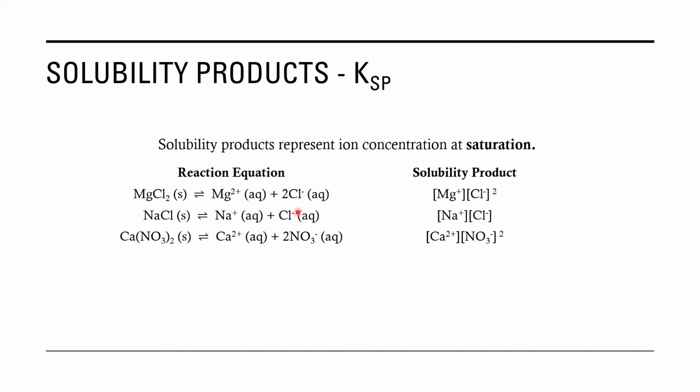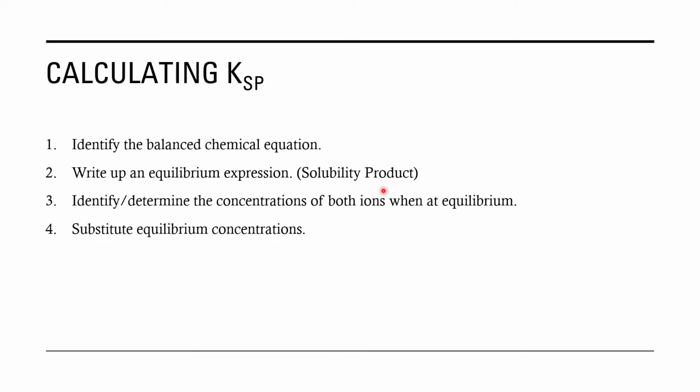You'll notice that it follows the same kind of rules that we looked at when doing equilibrium constants for any other equilibrium process. You'll notice in particular that there is no denominator. That is because there is no concentration for the solid itself, so it is not a part of our K expression. When we calculate KSP, we follow a very similar set of steps to calculating any K value.